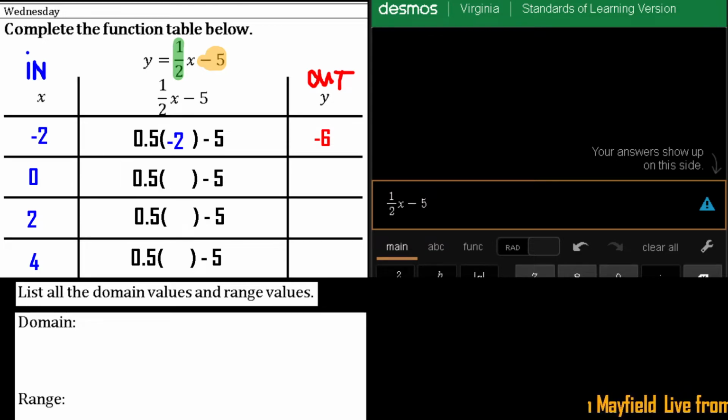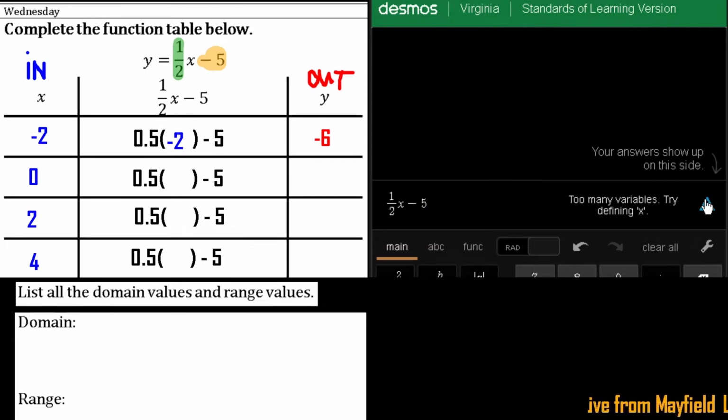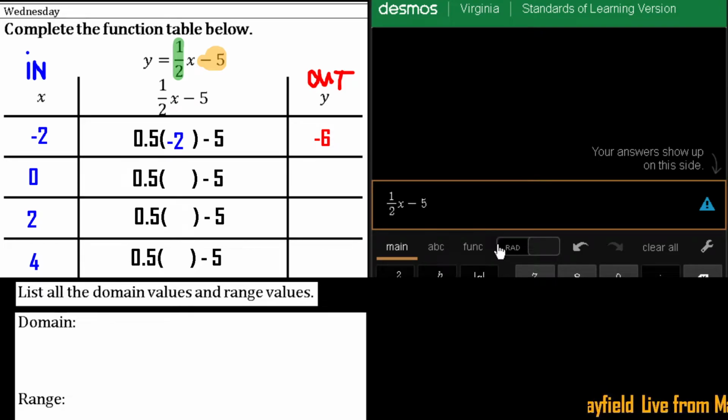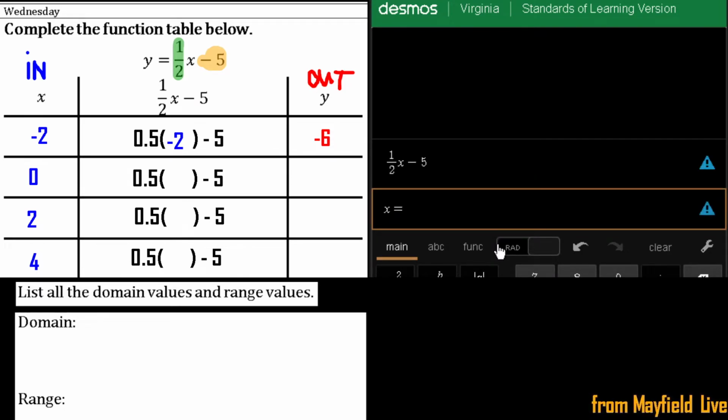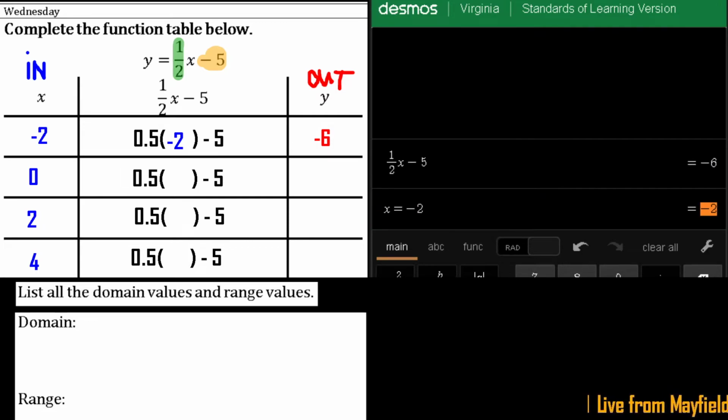Again, it's saying that you need to define what those variables are. So let's do just that. So we have x equals, and let's use that first value, -2. And so again, you're saying that your input is -2 and your output is -6. So again, that makes the ordered pair -2, -6.